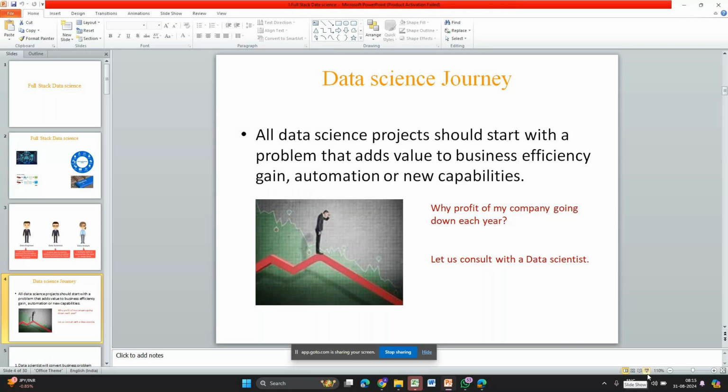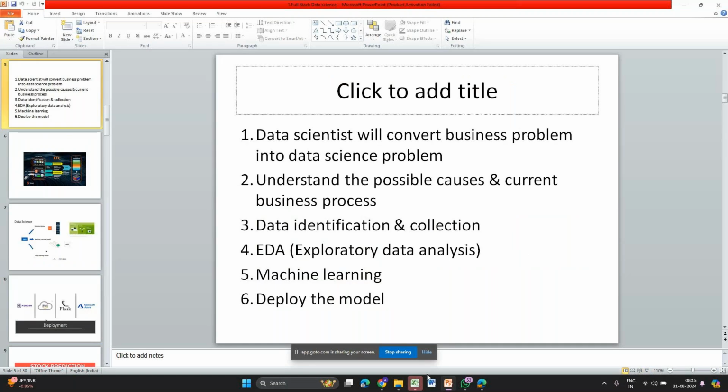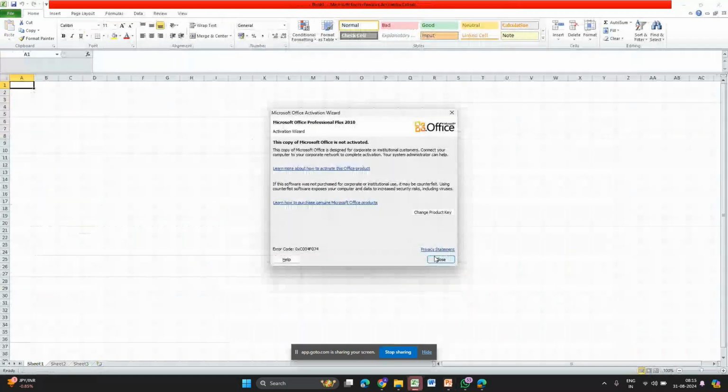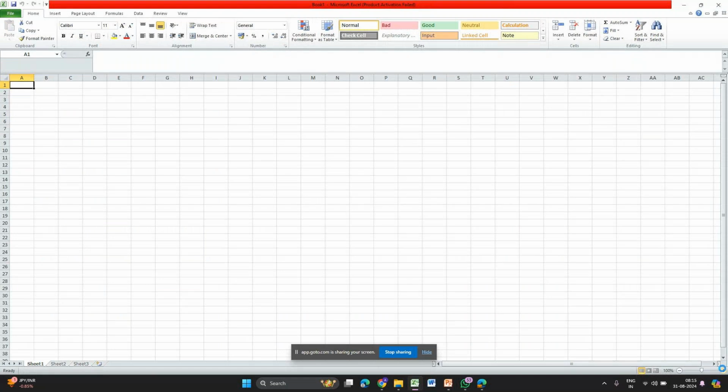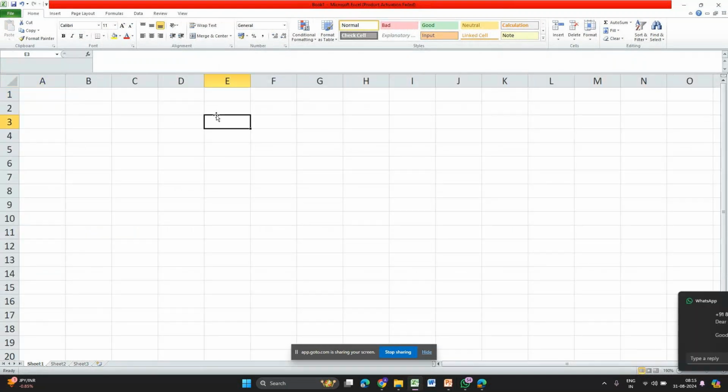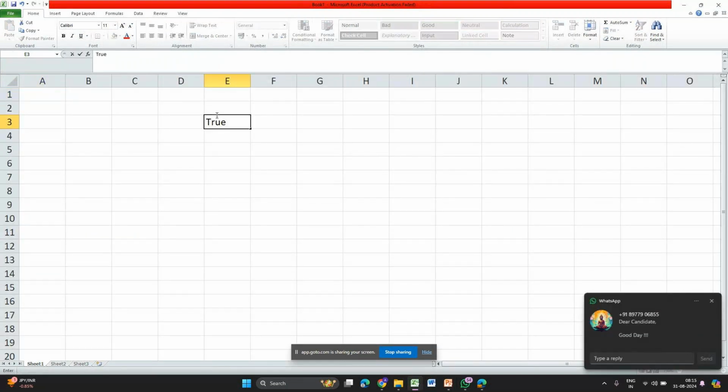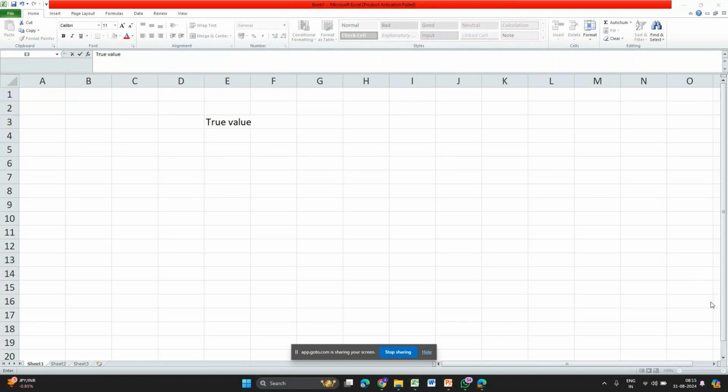Examples I'm telling. Now let me take an example. You are planning to sell your car. I hope everyone is aware of True Value. Is everyone aware of True Value? What is True Value?